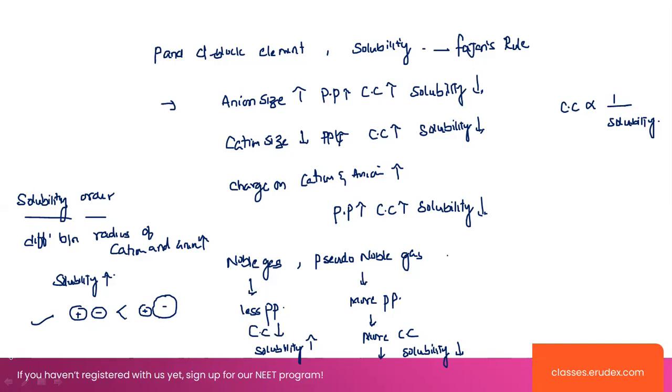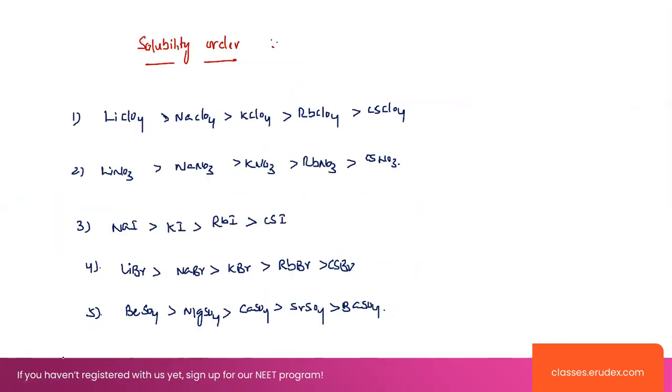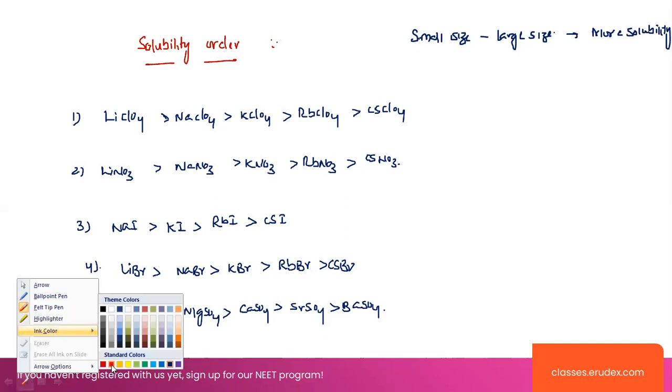And there are some exceptions for the solubility orders also. So look here, we are taking the orders in this case. Small size and large size will give you more solubility here. So based on this, we will see the solubility orders here.